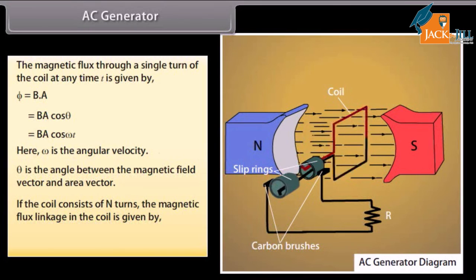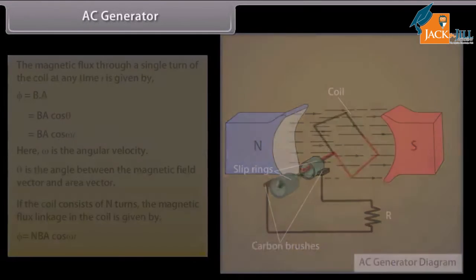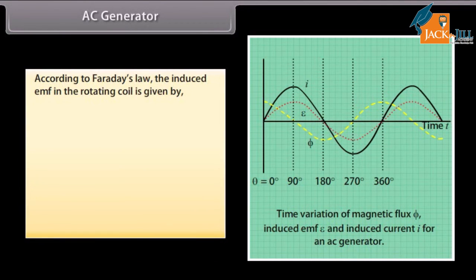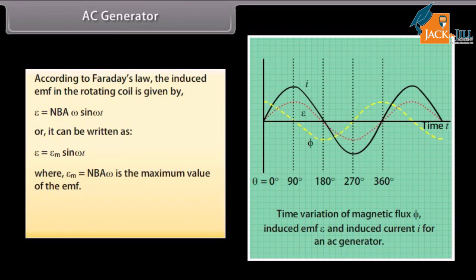If the coil consists of N turns, the magnetic flux linkage in the coil is given by NBA cos omega t. According to Faraday's law, the induced EMF in the rotating coil is given by NBA omega sine omega t, or it can be written as E equals EM sine omega t, where EM equals NBA omega, the maximum value of the EMF. The induced EMF varies sinusoidally with time.